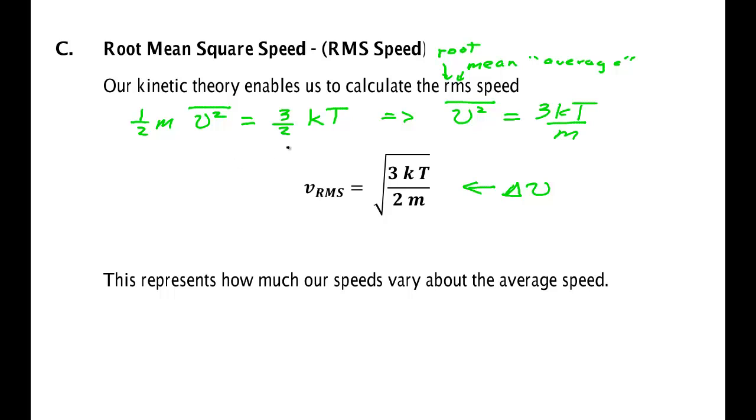And you see that it depends upon the square root of 3kT over m. There should not be a 2 here. That is a mistake.